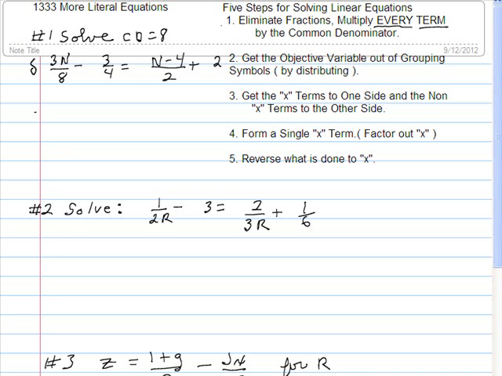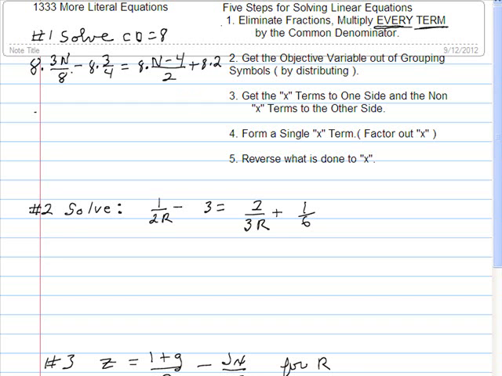And I'll multiply that by every term. Times 8, times 8, times 8. Now notice even the term 2, which doesn't even have a fraction on it, still gets multiplied by 8. You got to emphasize the every term. Multiply every term by the common denominator, whether it's a fraction or not.